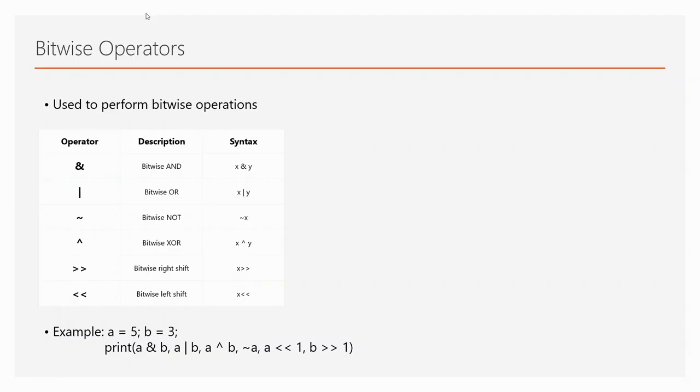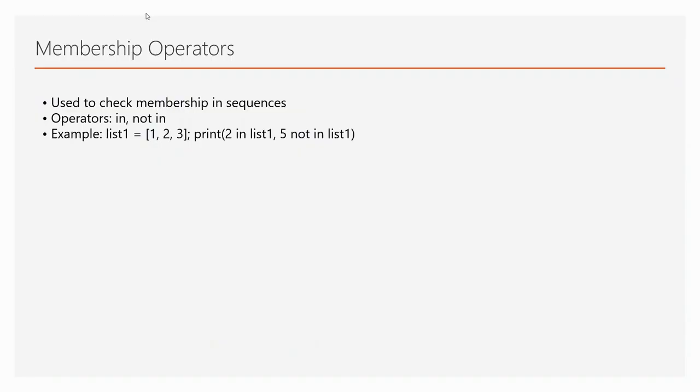Okay, let us go ahead. Let us understand membership operator. Now these operators check for the presence of values in lists, tuples and dictionaries. Okay, so you can see in, not in. So we have a list, for example, and we are checking whether 2 is present in list 1 or not, 5 not in list 1 or not. Like that we can do the checking. So we can do it for tuples also, we can do it for dictionaries also.